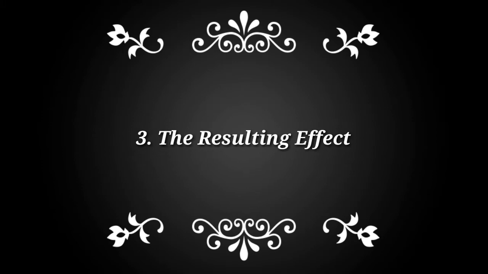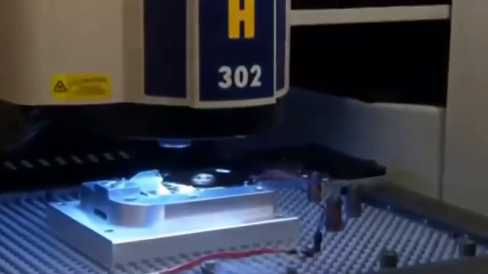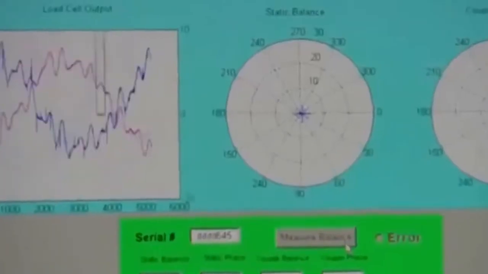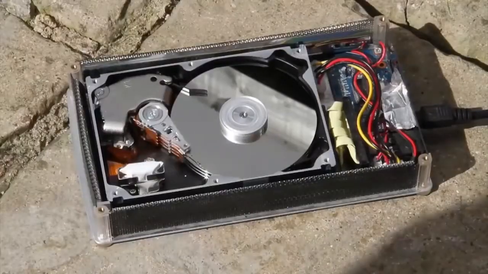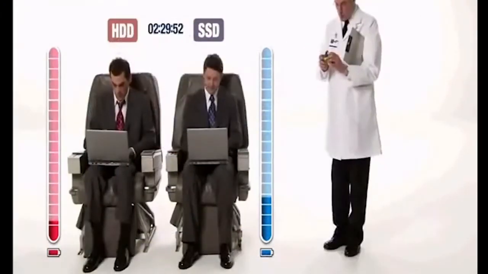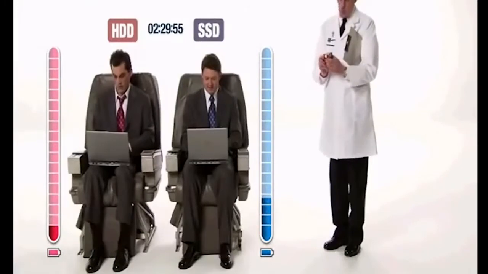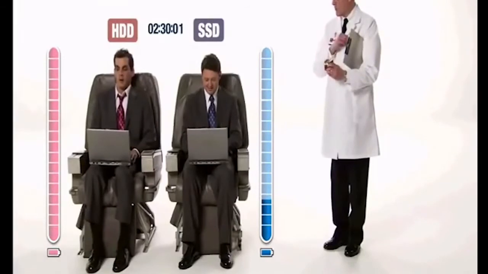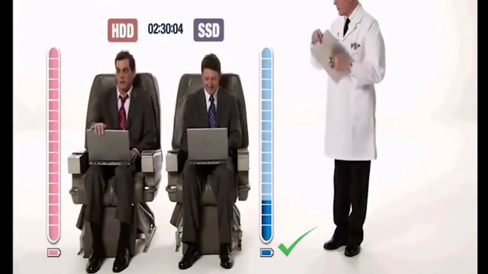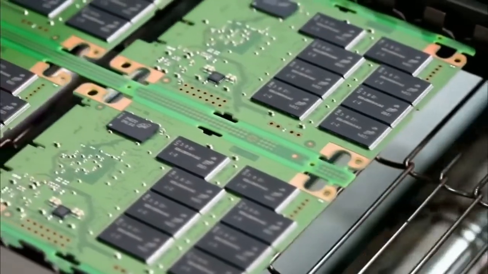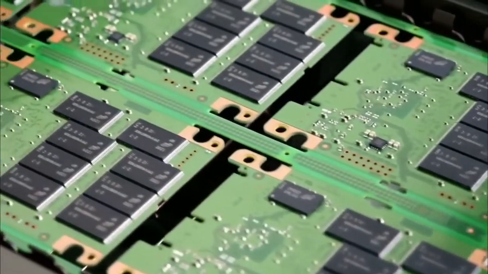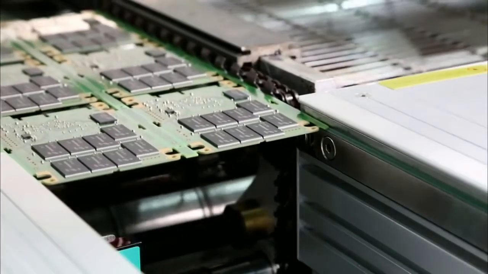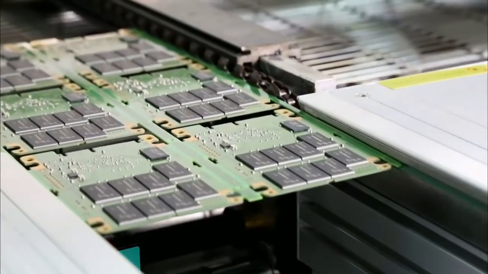Three, the resulting effect. HDD uses mechanical elements, producing bad side effects including overheating, high power consumption, and motor and disk rotation that produces high noise. While SSD, because it has no mechanical elements, its heat or temperature is not as high as the HDD. Electricity consumption is very small. SSD only requires less than 1 watt, while HDD requires more than 10 watts. There is no motor rotation and this makes SSD not at all noisy.